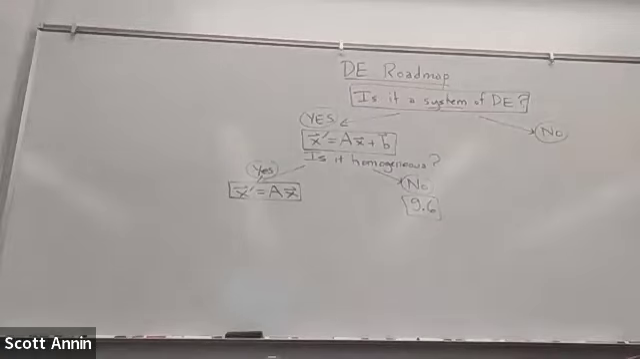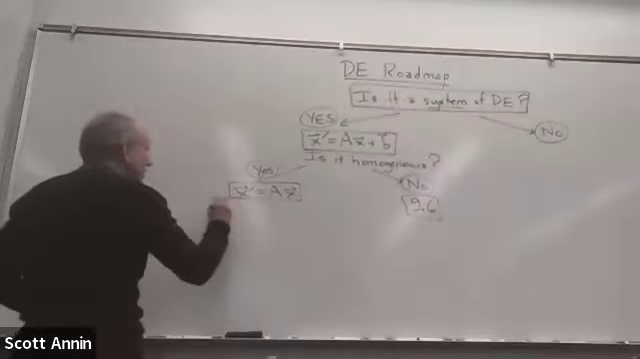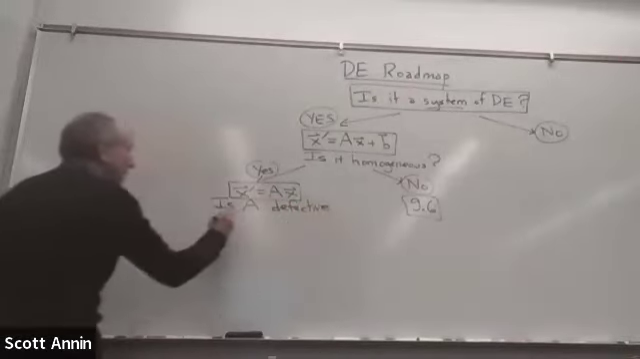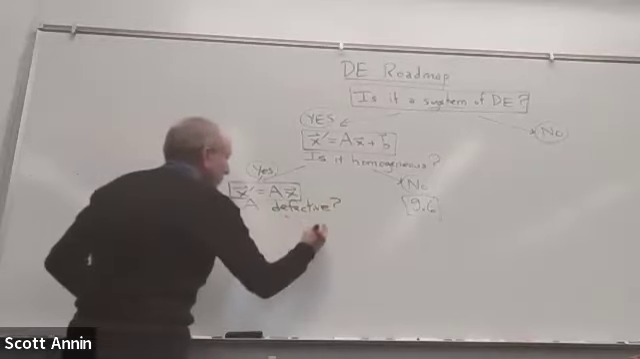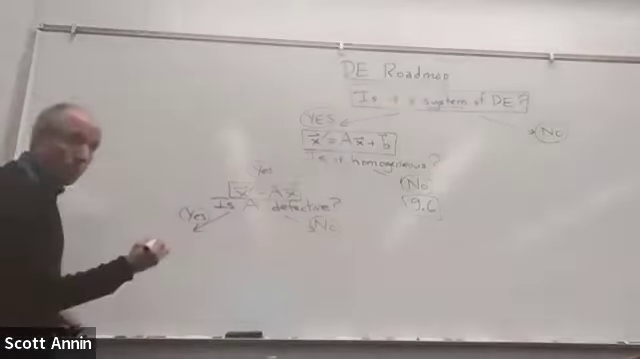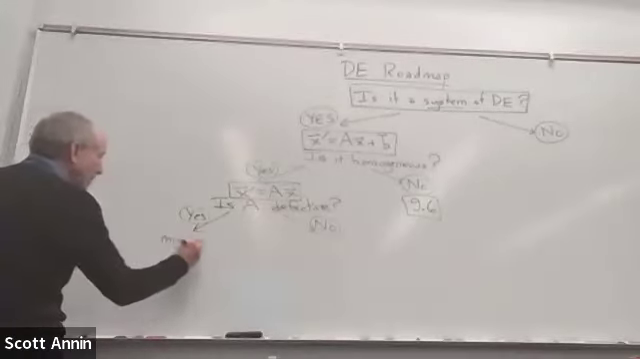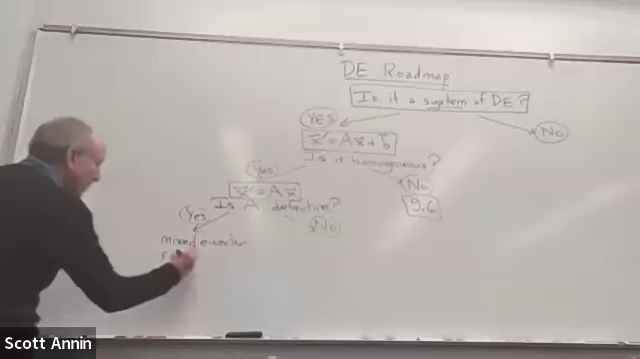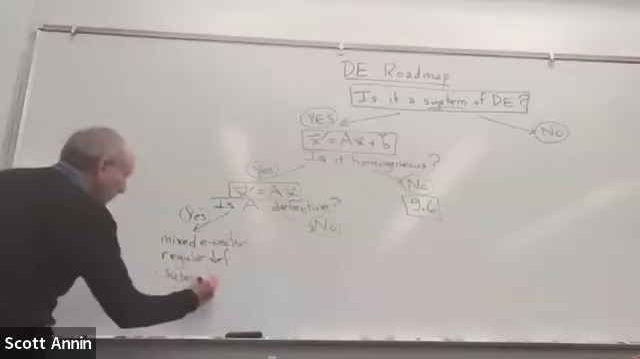If it's a defective or a non-defective system, that's right. So I would probably ask, is A defective? Right? Is it defective? So this is another good question. It's either yes or no. And if it's defective, then we have to use the W's, right? This is where, if it's a yes, then we either have a mixed eigenvalue, or it's regular defective, or it's super defective.